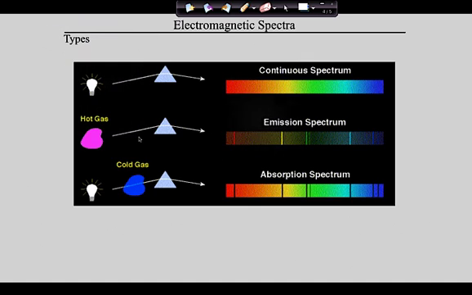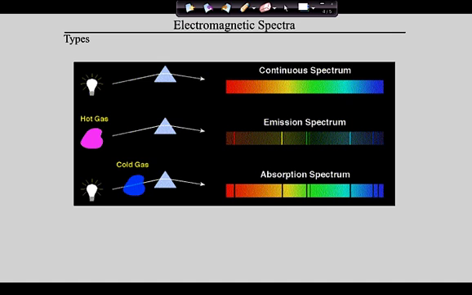Guys, you're all familiar with this idea of spectra. If you take light and pass it through a prism, it spreads it out into a rainbow. We drew previously how rainbows happen. But understand that when we talk about spectra, there are three fundamental types.